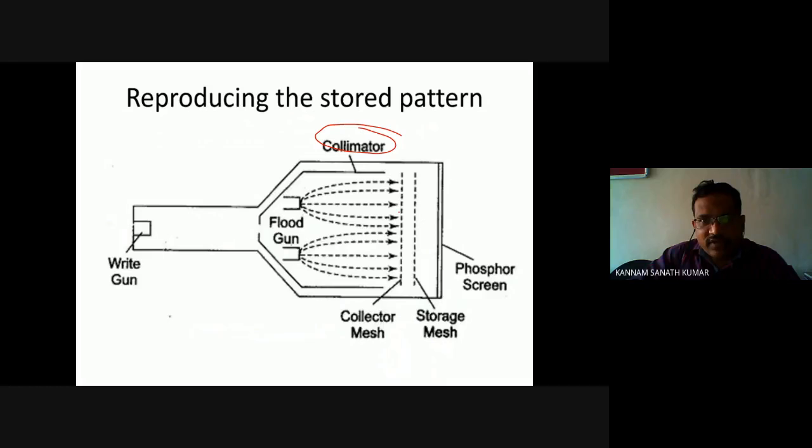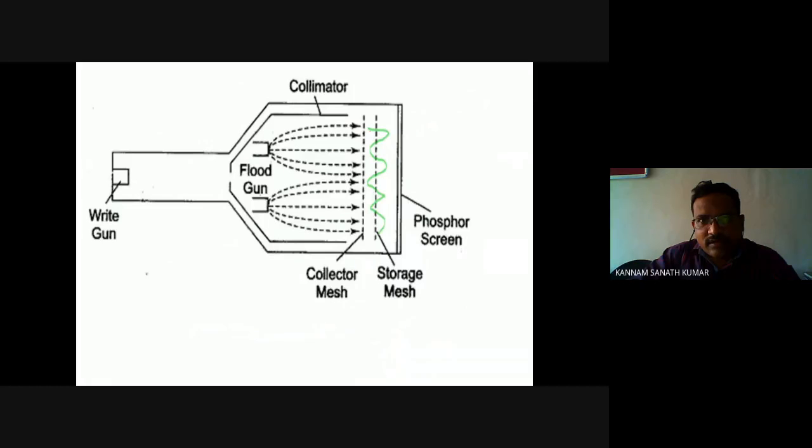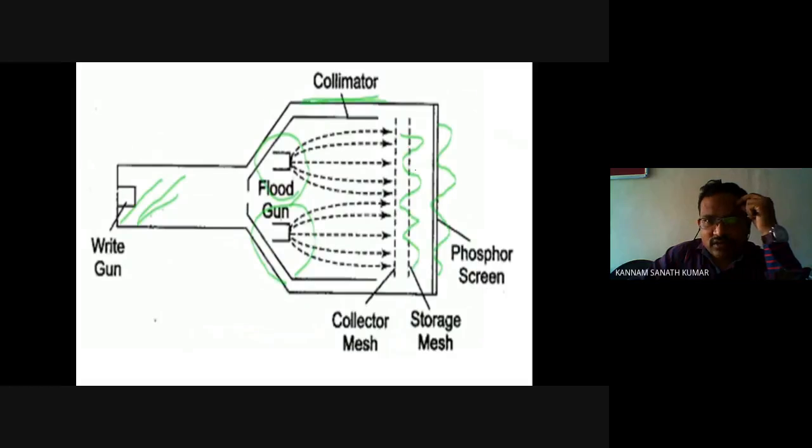So here is some waveform. Due to this flood gun, electrons are flowing through the collector mesh, and the waveform is displayed on the storage mesh. Whatever waveform is displayed on the storage mesh will be displayed on the phosphor screen. When you switch off this CRO, whatever the previous waveform is will be stored in the storage mesh, and that will again be displayed on the phosphor screen. The collimator will maintain these electrons to pass through the collector mesh and storage mesh parallelly. That is the operation of the collimator.